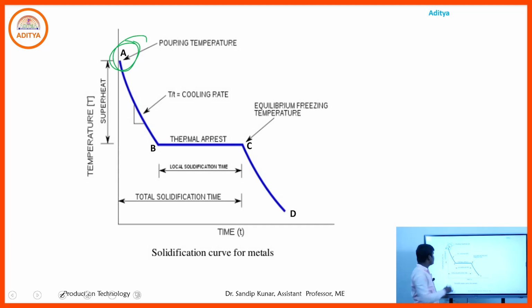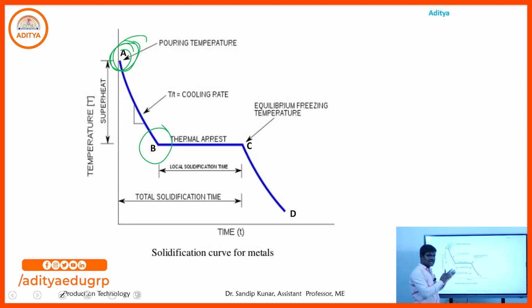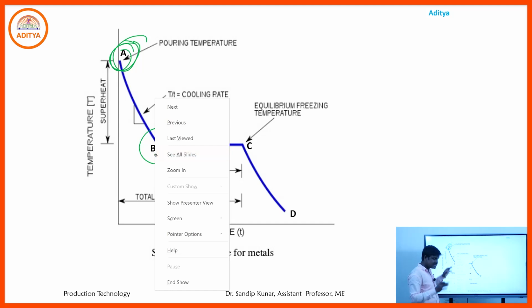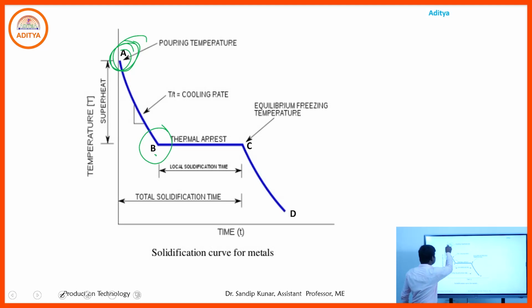Then the temperature decreases from A to B, and the metal extracts heat. Due to continuous heat extraction, the molten metal comes to point B, where it will start the solidification. In this graph, the y-axis represents the temperature and the x-axis denotes the time.